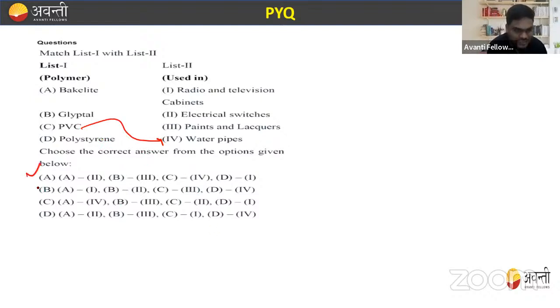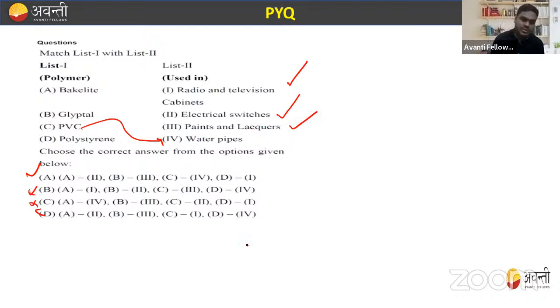So only in option A this is true. Options B, C, D, nothing. It's very simple to guess, right? PVC is used in water pipes. On a similar basis, bakelite is used in electrical switches. Polystyrene is used in radio and television cabinets. And glyptal is used in paints and liquors, right?